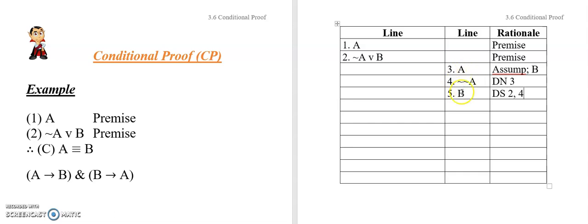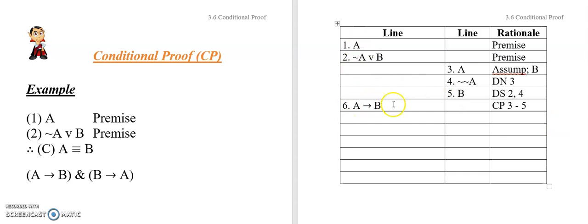And now that I've obtained B, what I was looking for, I discharge my initial assumption, right? So I write down the first thing I assumed, which was this, and then I write down arrow. And then I write the last thing that I got, which was this. And then I justify that by writing CP 3 through 5 in this case, okay? So that's exactly how that works.